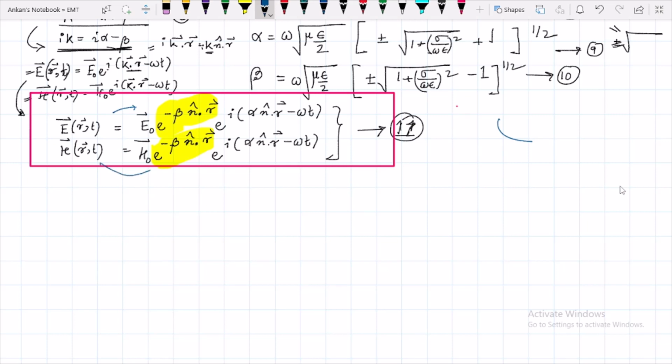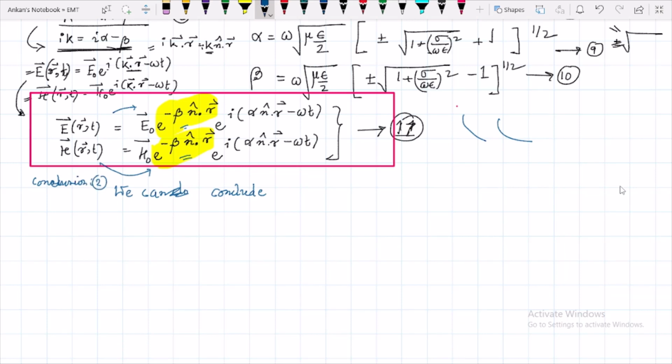And similarly for magnetic field also, we can define that the magnetic field is also attenuated or decays on passing through the conducting medium due to the presence of these exponential terms. So what we can conclude? This is the conclusion number 2.